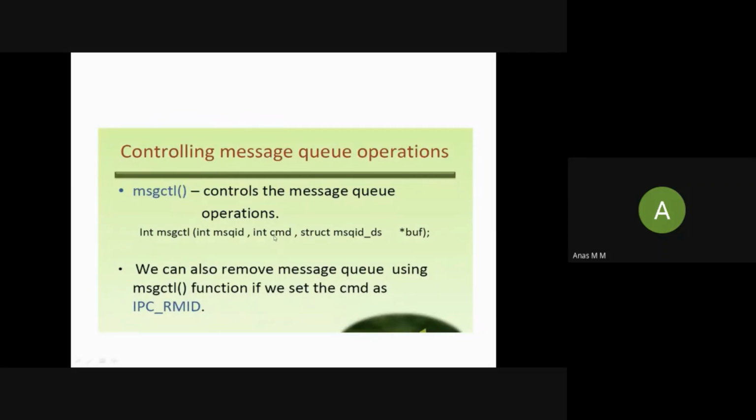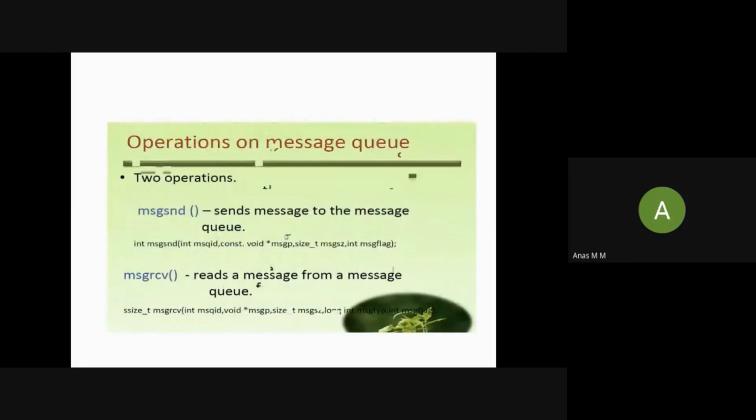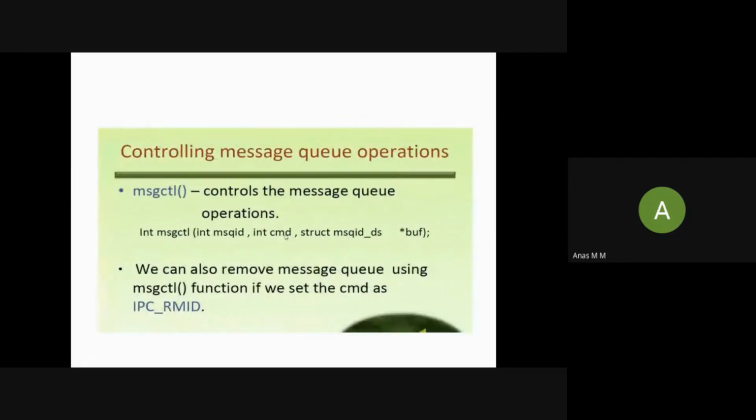And this is the CMD. Here you can put the command. For example, if you want to remove the message queue, we can use the message control function along with the IPC_RMID command. If you put this command in this position, we can remove the message queue. So message send, message receive, message control are the basic functions that we are using in message queue for inter-process communication.